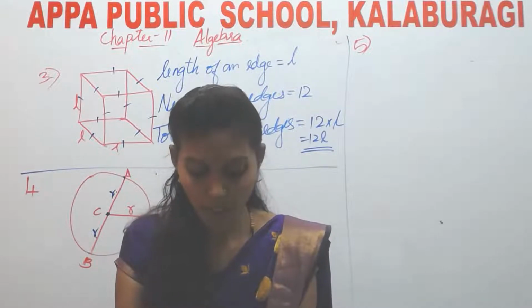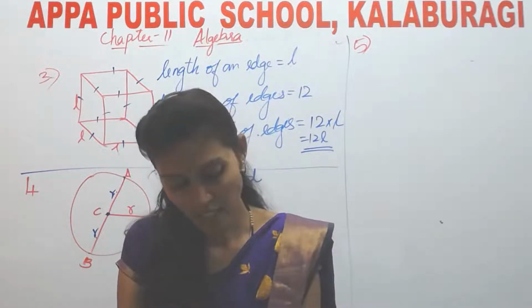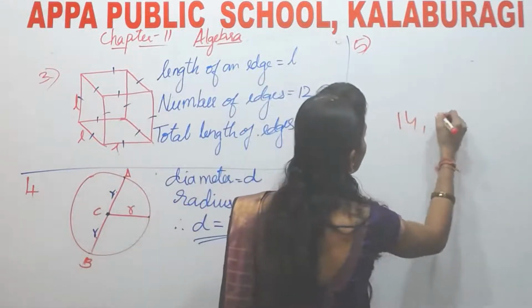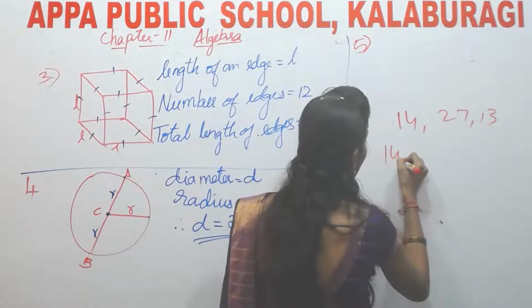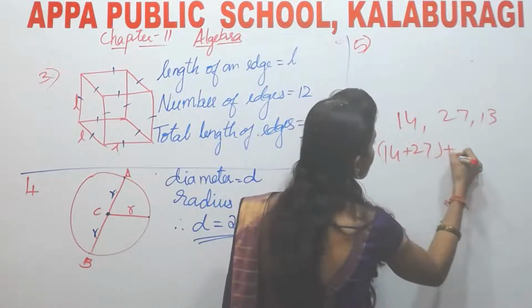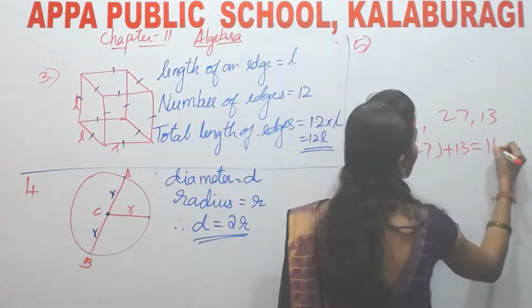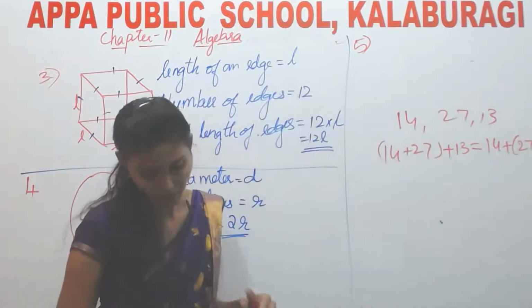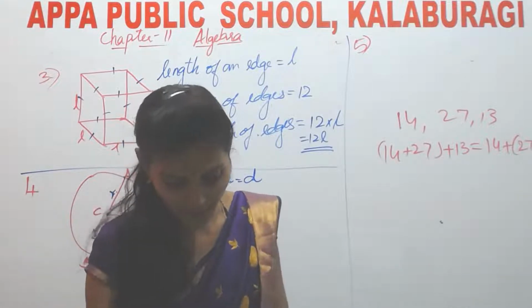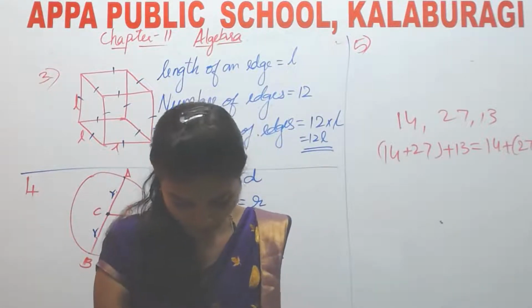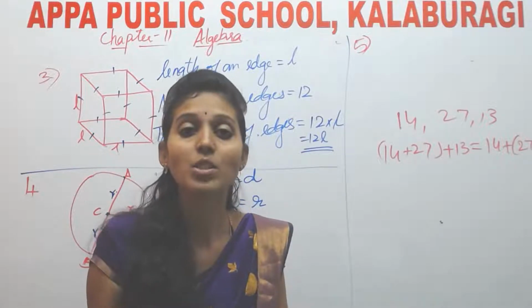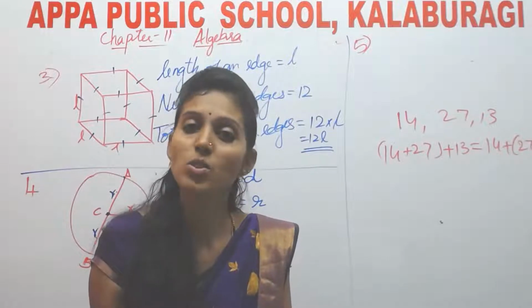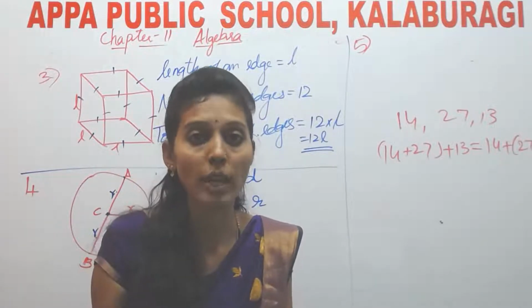Thus, 14 plus 27 plus 13 equals 14 plus 27 plus 13. This can be done for any three numbers. This property is known as associativity of addition of numbers. This is the associative property in whole numbers, already explained.